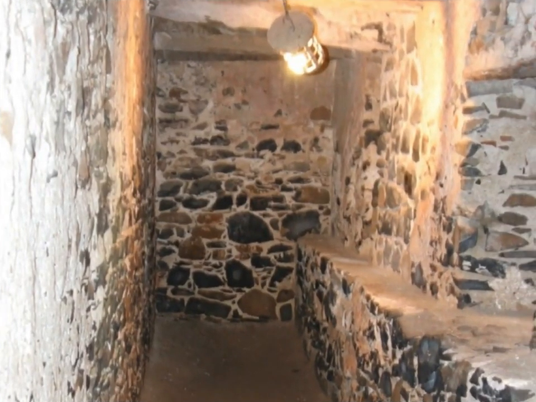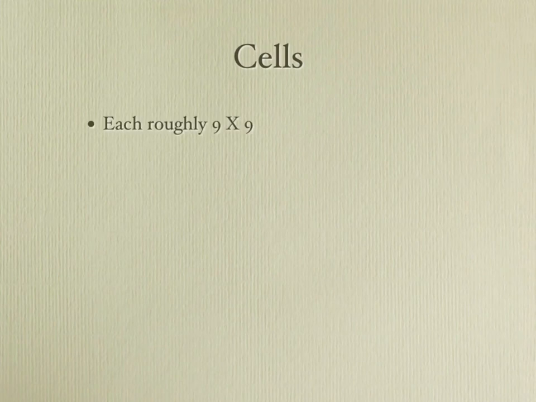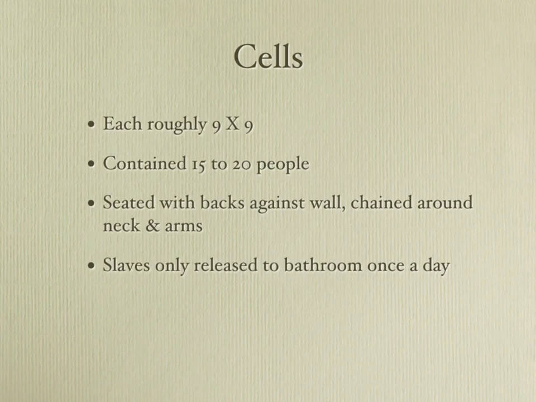Here is another cell where the slaves were packed into, and of course, tiny, cramped conditions, no windows. The cells measured about 9 by 9, and they could contain about 15 to 20 people packed in, mostly held in chains around their arms. So really what's happening is that they've got to subdue the slaves, right, and begin this process.